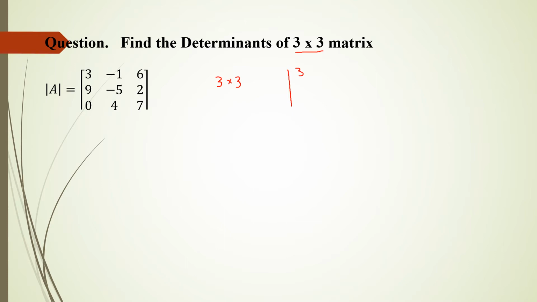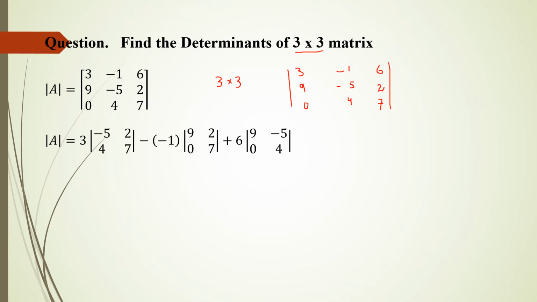So here we have 3, -1, 6, 9, -5, 2, 0, 4 and 7. Okay dear student, so this is a 3 by 3 matrix. We will find its determinant.